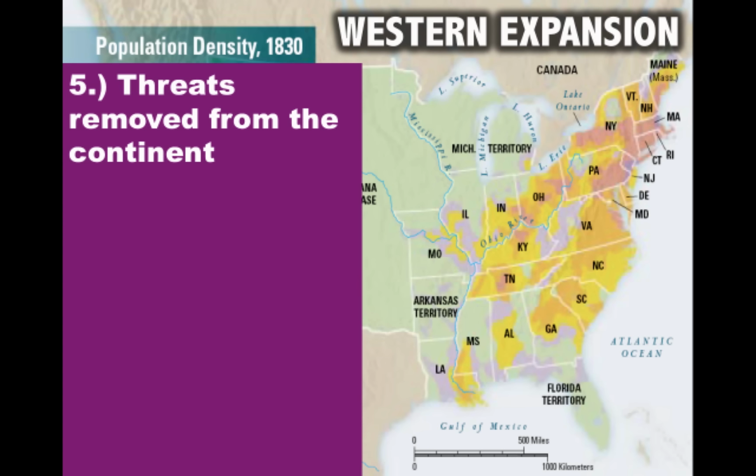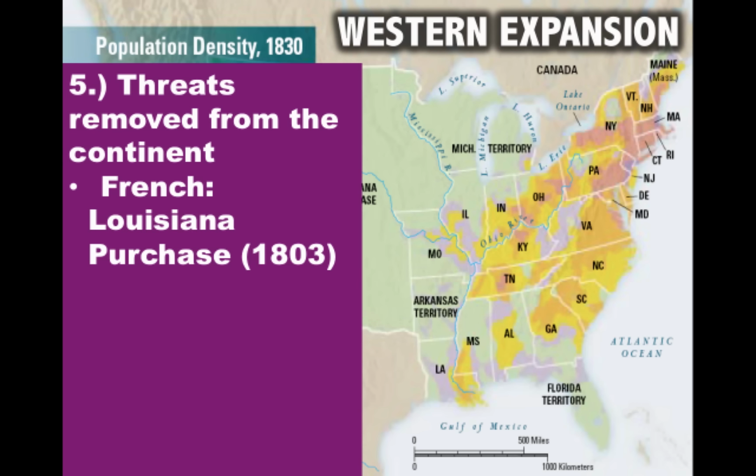Other reasons for this western expansion: threats are removed from the continent. For instance, Napoleon was hoping to create a French empire once again on the North American continent, but that all disappears because in 1803, Jefferson gets the Louisiana Purchase, doubling the size of the U.S. without having to go to war.